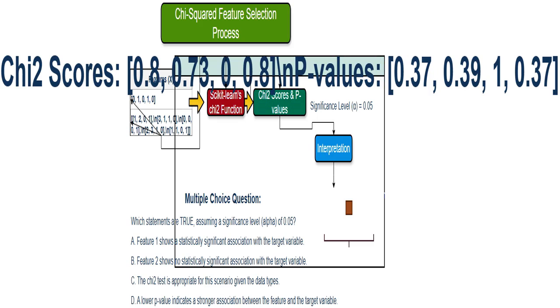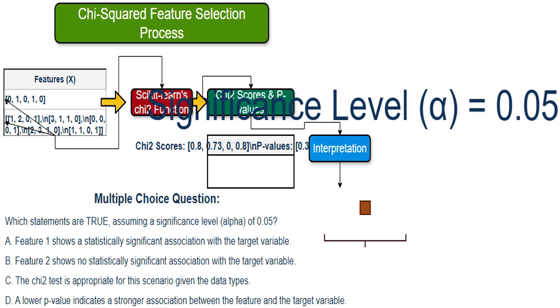These are the results from the chi2 test. Each score and p-value corresponds to one of the 4 features. The scores give a measure of association, larger is better, while the p-values help assess statistical significance. This is the threshold I'll use to determine if an association is statistically significant. If a p-value is below 0.05, I'll consider the association significant, meaning it's unlikely to have occurred by chance.